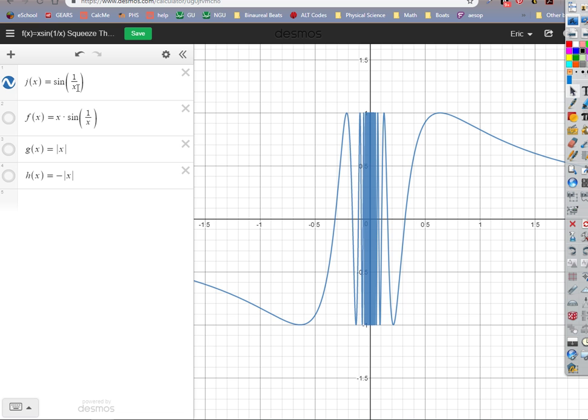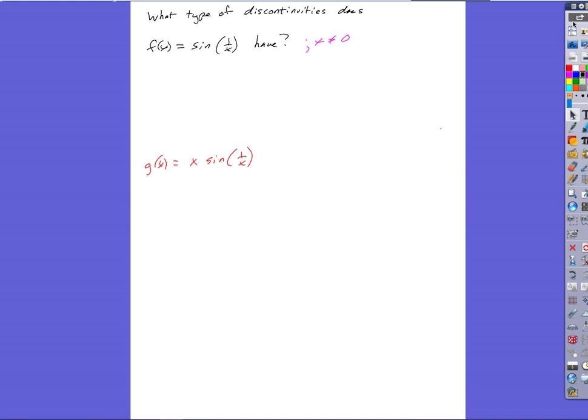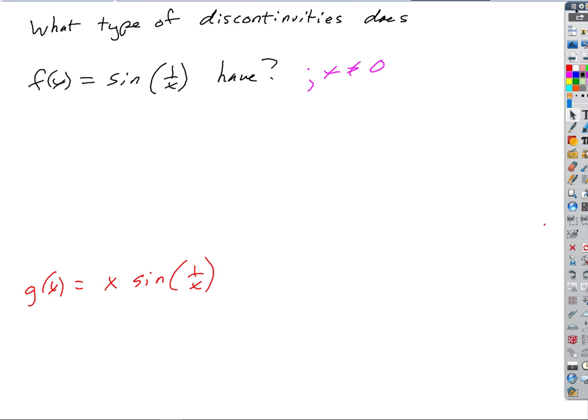What about, though, this changes things. If we multiply by x, it doesn't seem like much, but that changes everything, right? Now, what is that doing? If we multiply by x, the problem is still going to be at 0, right? So I guess this one right here is non-removable.